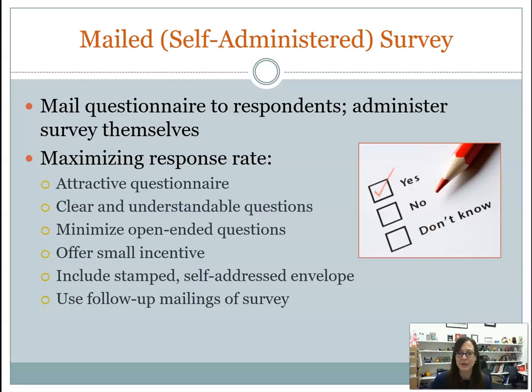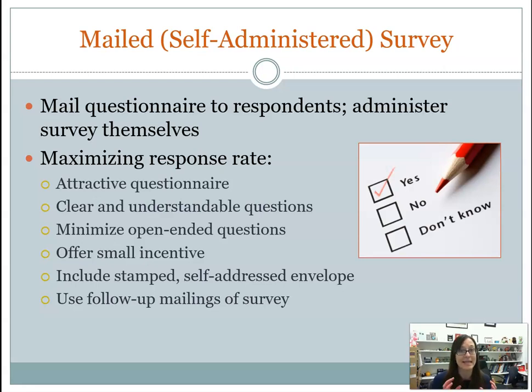This is fine for any kind of survey, but especially for something like this, because you want to give them an incentive to take the time to do it and to send it back. It could be something like a coupon for something free mailed to them if they do this, or they're entered into a draw or something like that. That's totally fine and a good way to increase response rate.